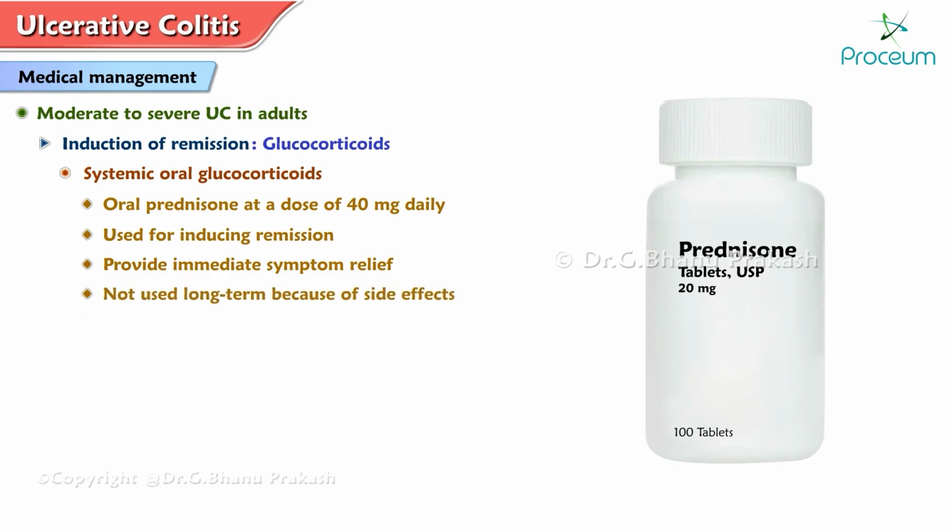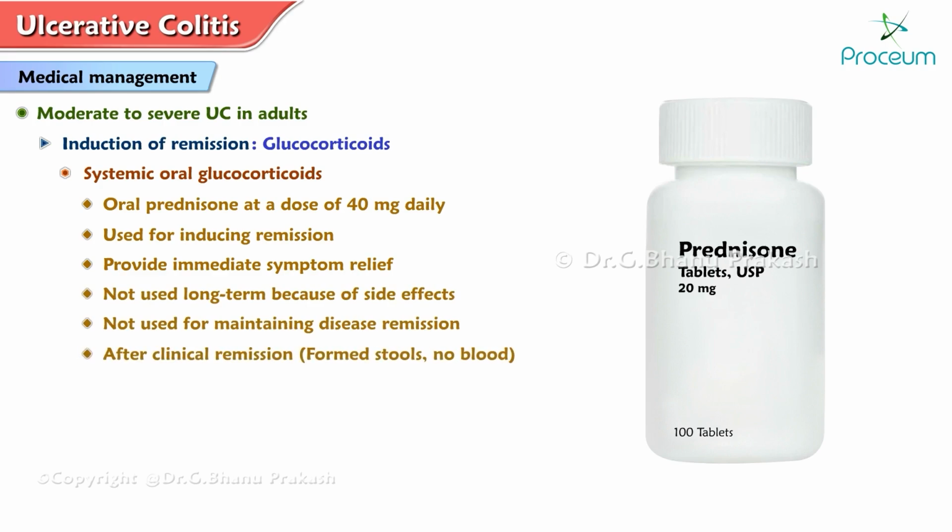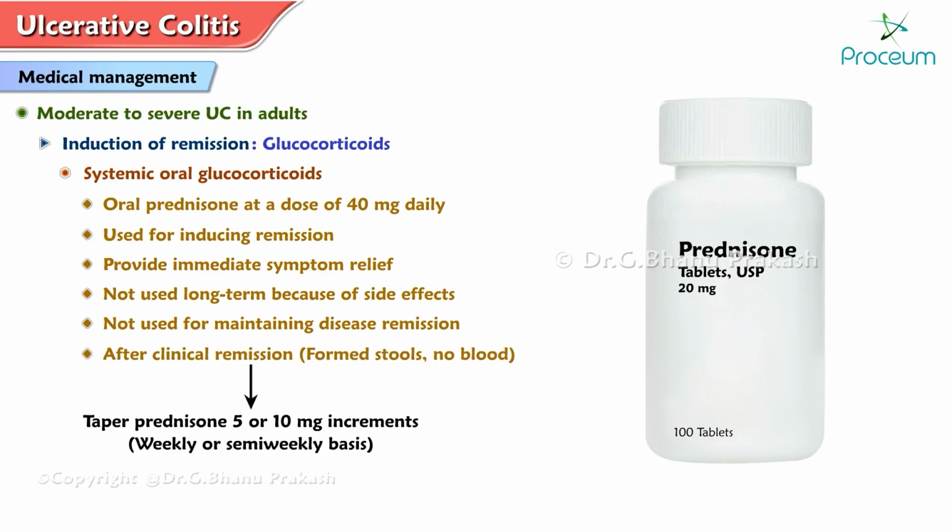Glucocorticoids should not be used long-term because of the side effect profile and also because they're not used for maintaining disease remission. After clinical remission has been achieved, that is, formed stools, no blood, it's recommended to taper prednisone by either 5 mg or 10 mg increments on a weekly or semi-weekly basis.